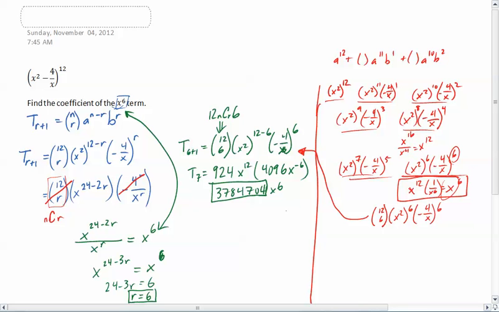Okay, so 2 ways to do that. One through using the equation, one through just writing it out and finding out which one finally gives me what I want it to give me. A little bit of guess and check, but if you write each one out, you just count them up. Element 0, 1, 2, 3, 4, 5, 6. You know it's the 6th element, which is then the 7th term, and you can finish it from there.